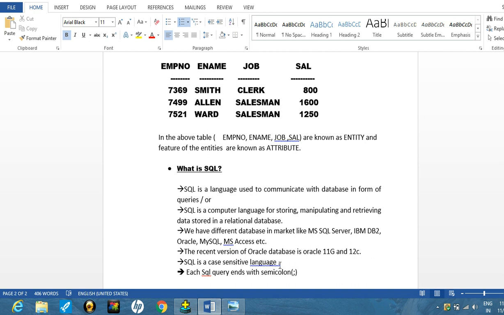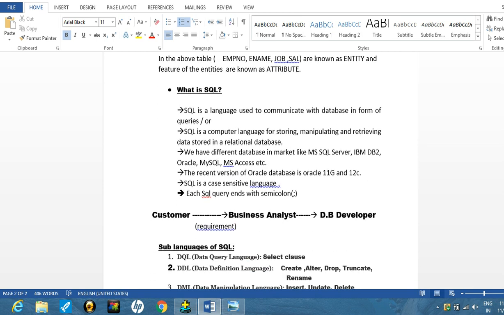SQL is a not case sensitive language. You can type anything in any case, it will have no problem. It can fetch data, so it's not a case sensitive language. You can write in uppercase or lowercase, it doesn't matter to it. Each SQL query ends with a semicolon. Unless you give a semicolon, that query doesn't end. That is the basic thing you should remember in SQL.